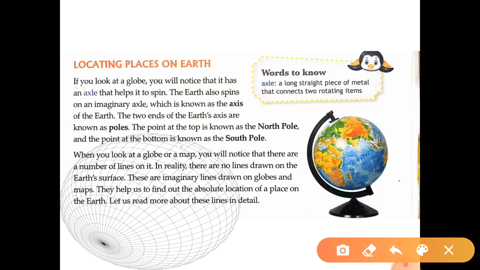Okay, if you see, we are traveling to many places, and you may have observed that there are no lines drawn on the Earth. There are imaginary lines drawn on globes and maps. All these lines are only imaginary, which means we can see the lines only on globes and maps.